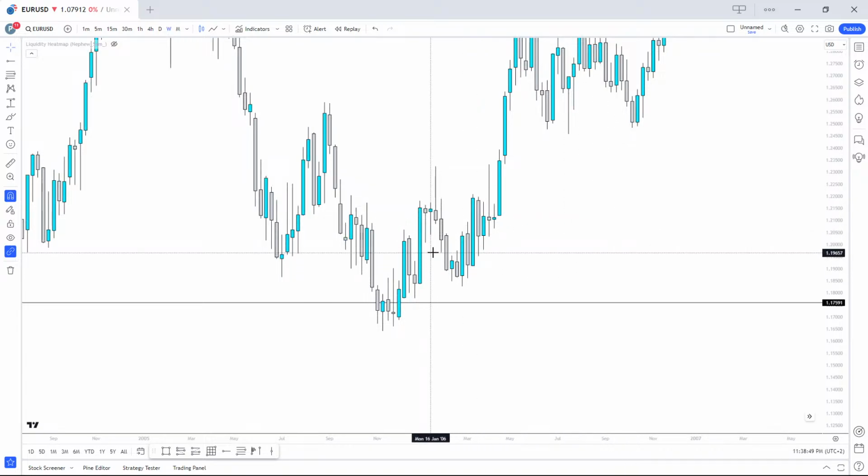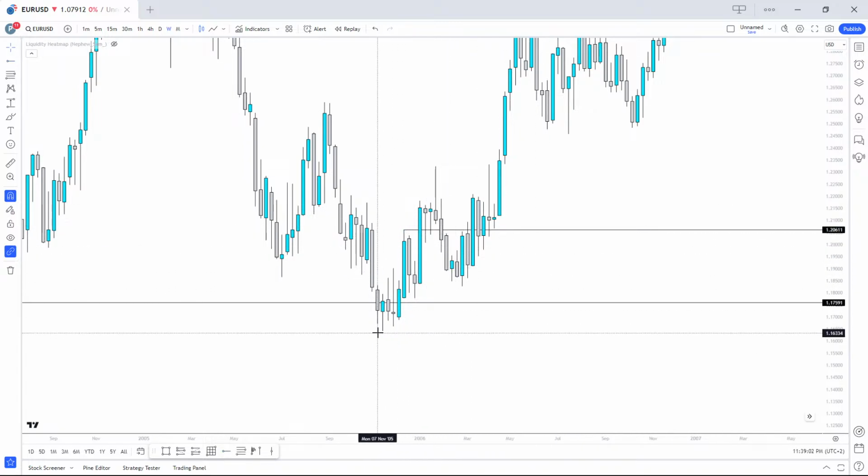Here we can see, okay, fair value gap, but this is actually an order block. And why is it an order block? It's because this is a liquidity sweep, and this right here is a breakout structure. And what is the move prior to the breakout structure?